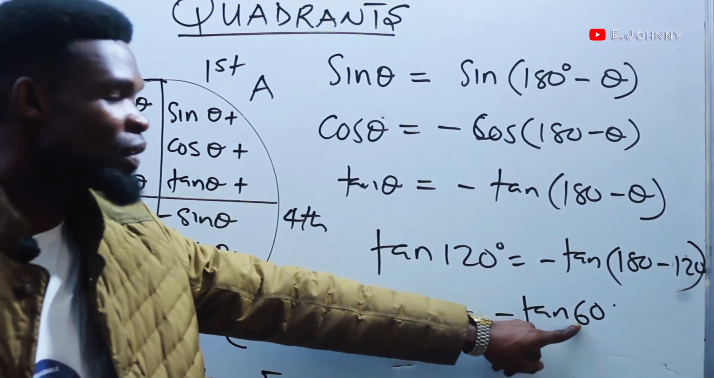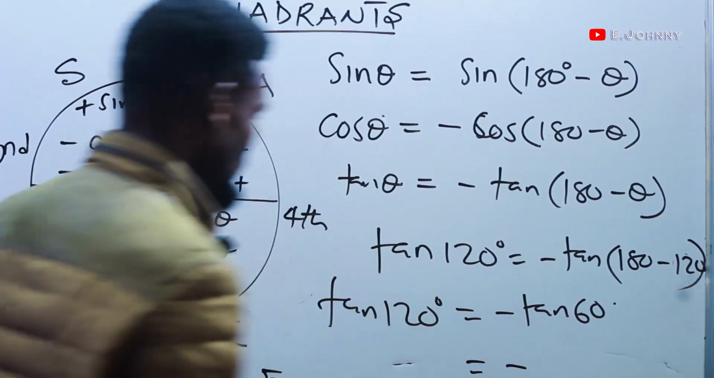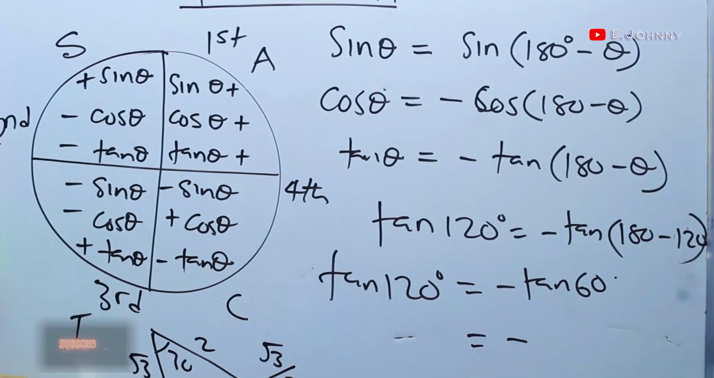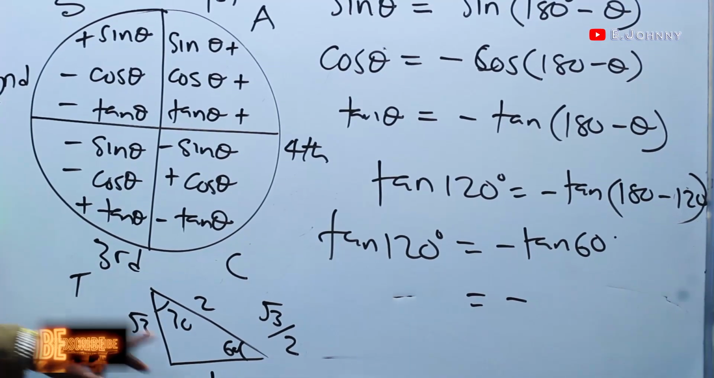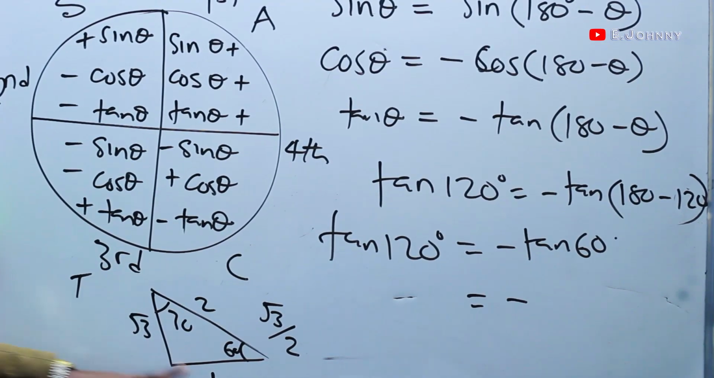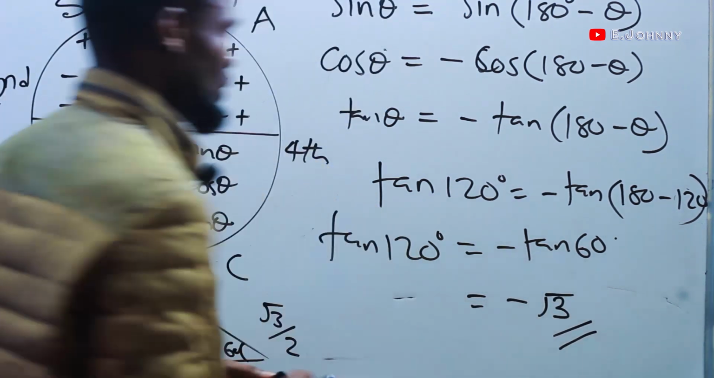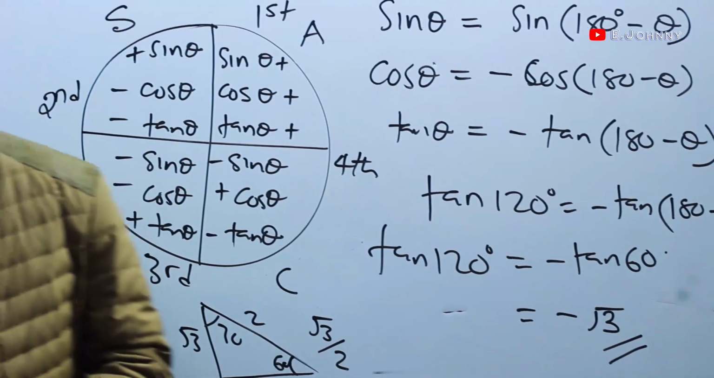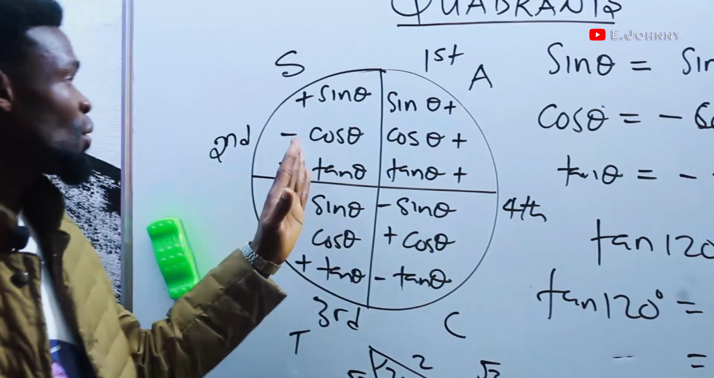Then you go to the special angle to find out what tan 60 is. So this will be equal to minus tan 60. This is 60. Tan is opposite over adjacent. So the opposite is root 3, the adjacent is 1, which is root 3 over 1, and that will give us root 3. That is the final answer. So that's exactly how to deal with this. That is the second quadrant.